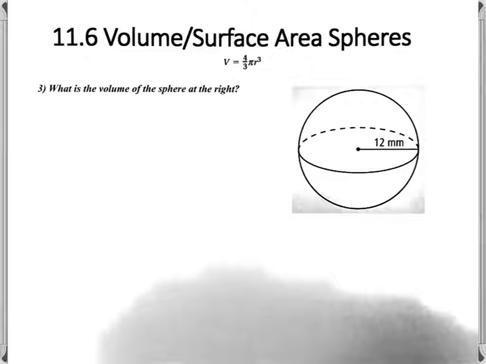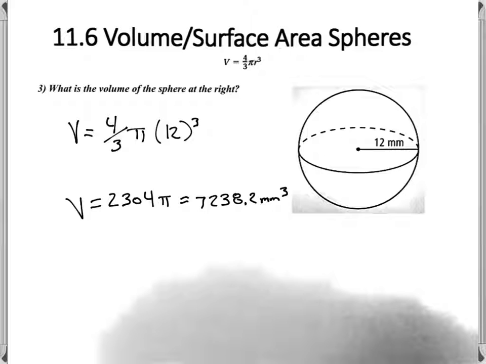Question 3, they gave us the radius. Go ahead and try this one on your own, and so pause the video and check back in a few minutes when you're finished. So your volume formula is 4/3 pi times your radius cubed. Your radius is 12, so your radius cubed would be 12 cubed. You want to multiply that by 4/3 to get your answer of 2,304 pi, or if you then multiply through by pi, you get 7,238.2 millimeters cubed.